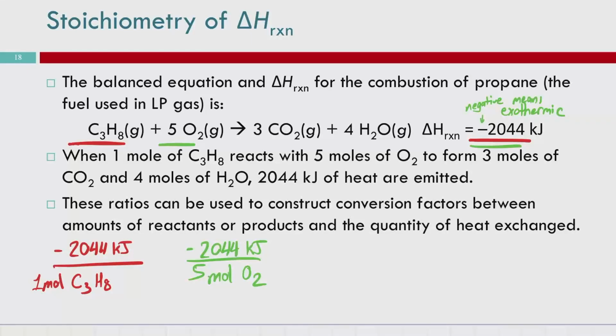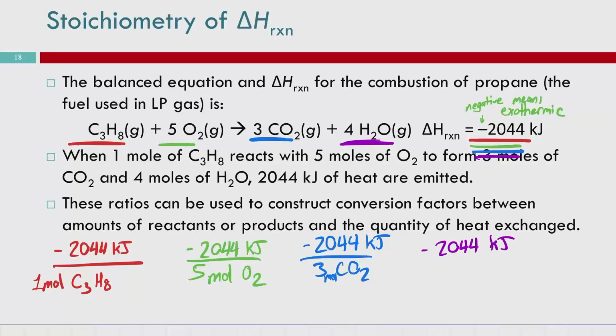We can also do it for the products. So if we produce 3 moles of CO2, that will also correspond with 2,044 kilojoules of heat being emitted. It also scales with water. So negative 2,044 kilojoules per 4 moles of water produced. You could, of course, flip all of these if you wanted to, top and bottom. Usually we wouldn't be making all 4 of these, but these are the 4 that we can make that relate to heat. Usually you just make the one that you need.